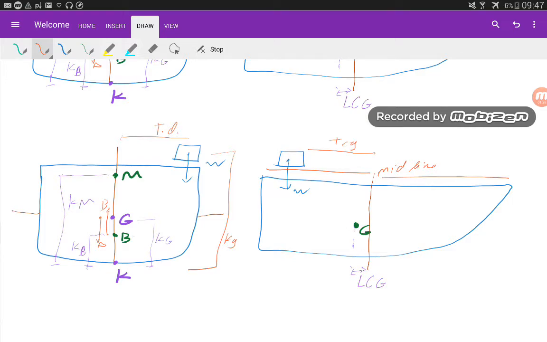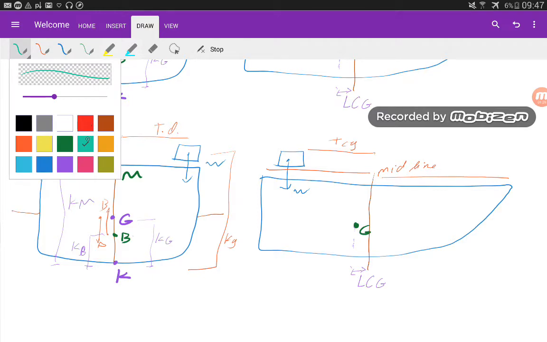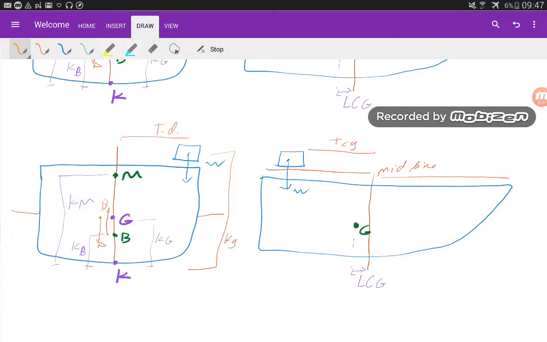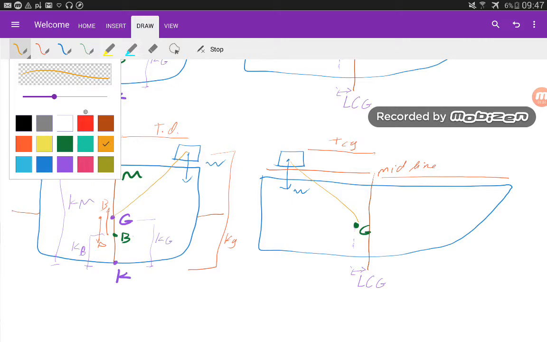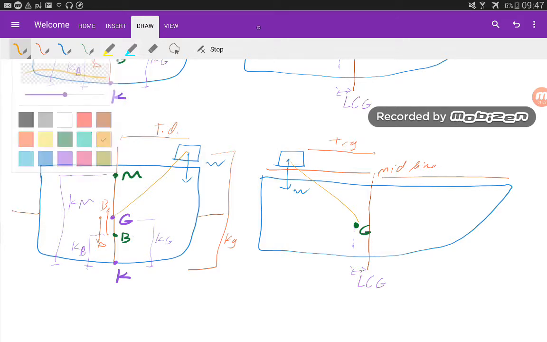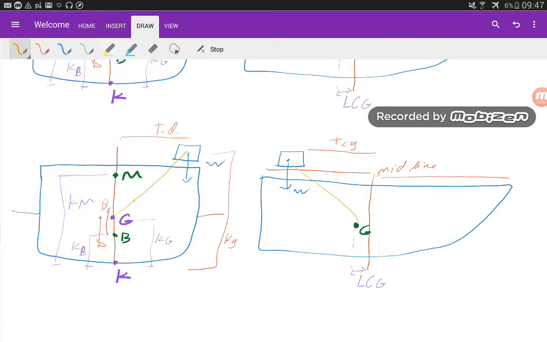We want to find the new position of the center of gravity. All the time remember, the center of gravity will move toward the added cargo. So if we draw a line from the current center of gravity to the cargo we add, the new center of gravity will be somewhere in here.